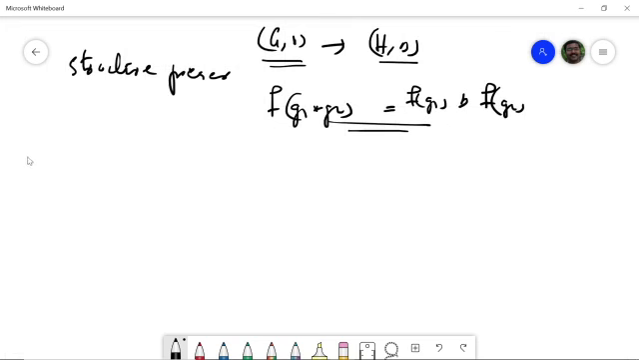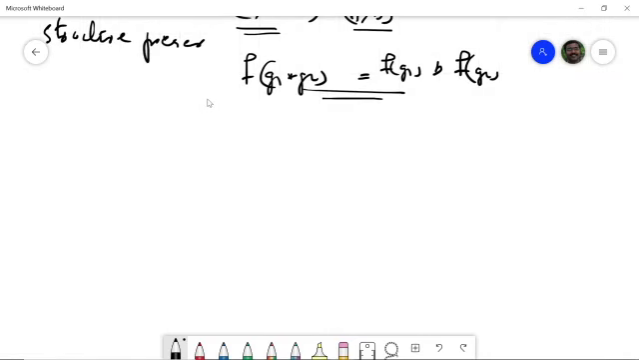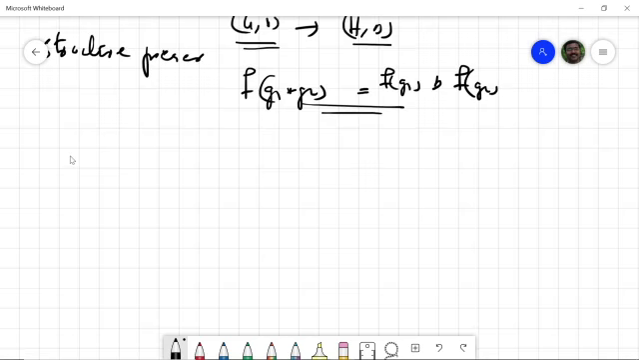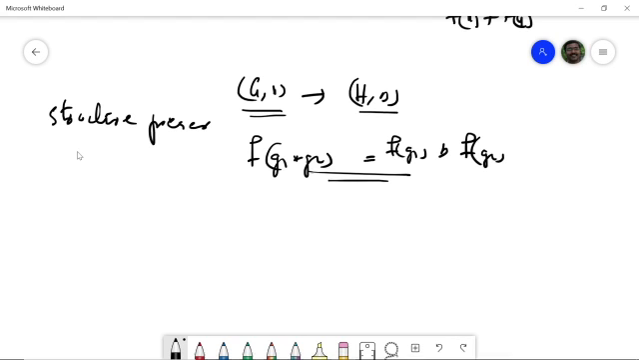The first feature is that they are identity preserving maps. They preserve many things. The first one is that they preserve identity. So what do you mean by this?